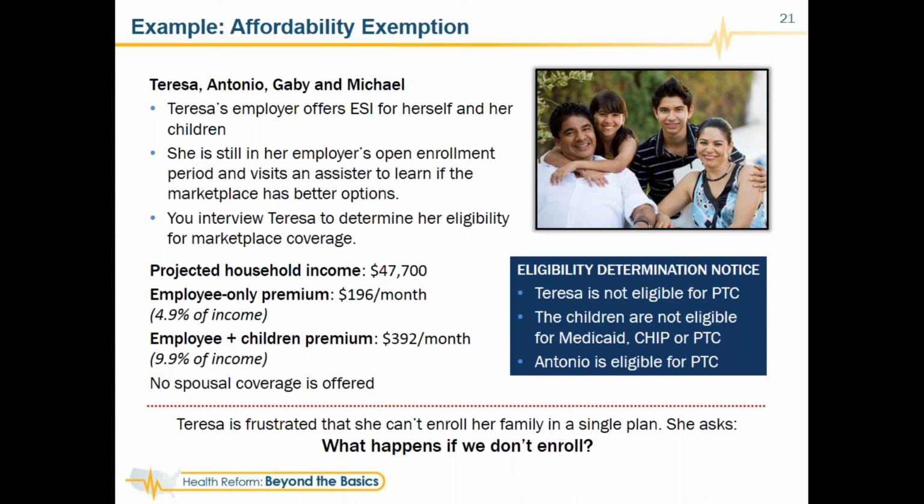The children are not eligible, in this case, for Medicaid, CHIP, or premium tax credits. And Antonio is eligible, we think, for premium tax credits. But Teresa's frustrated because she doesn't want her family separated between all these different plans. And she just asked, well, why can't we all enroll together? What happens if we don't enroll at all?